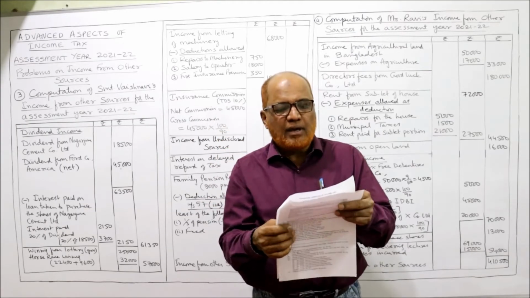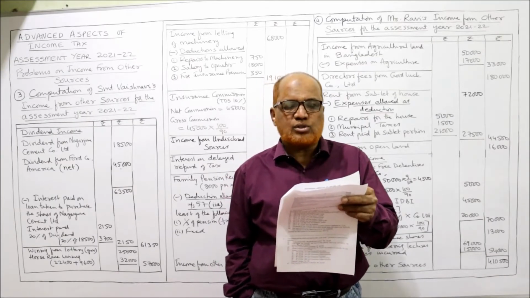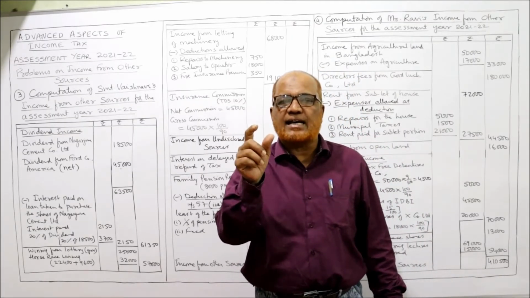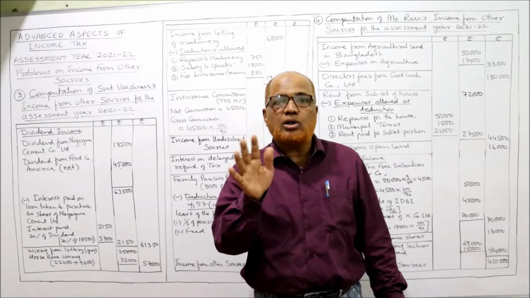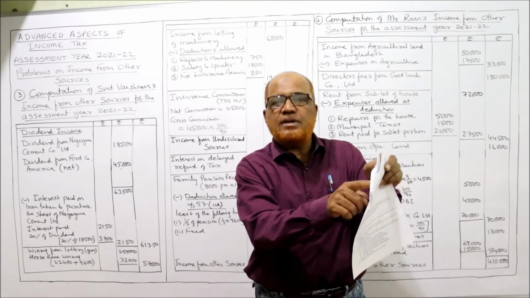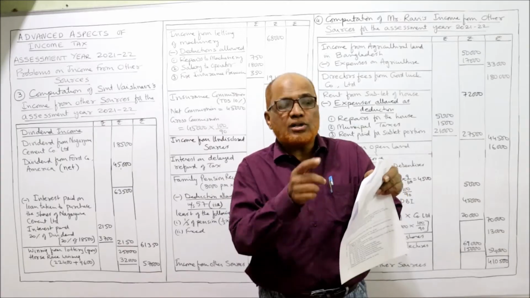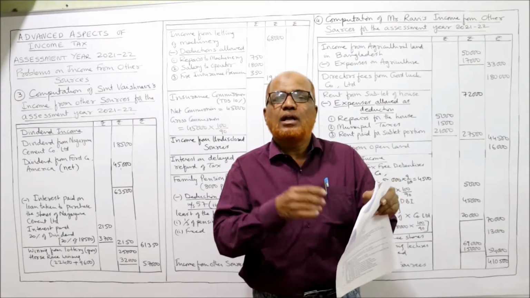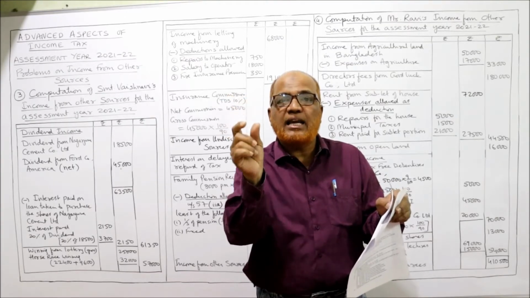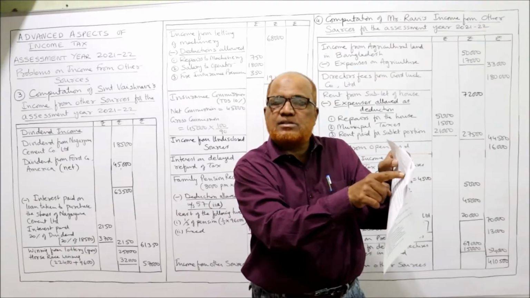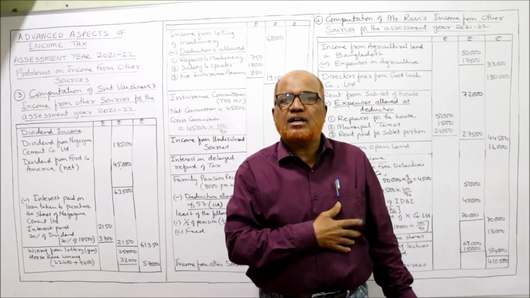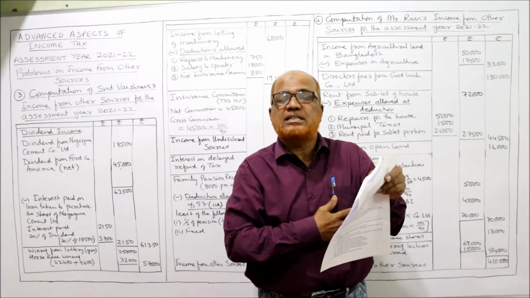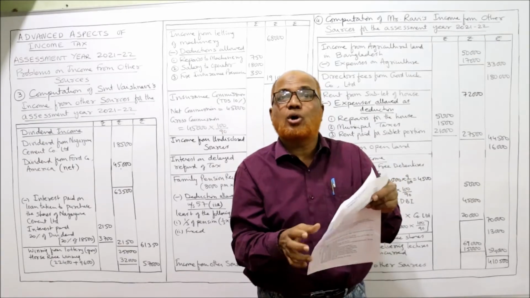Net amount is taxable. Insurance commission received 45,000, TDS 10%. The Income Tax Act says insurance commission is taxable on gross basis, not on net basis. Here 45,000 rupees is given as net commission because TDS is 10%. Now we have to gross it up. So how to gross? Net commission into 100 by 90, because TDS is 10%, so we take 90. So 45,000 into 100 by 90. You will get 50,000. 50,000 is the gross amount.